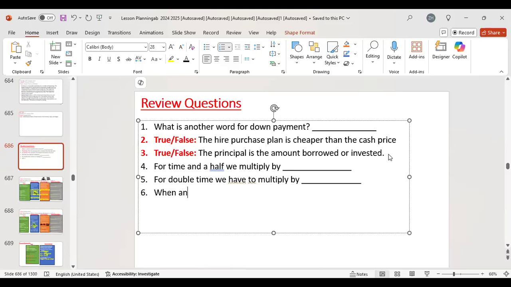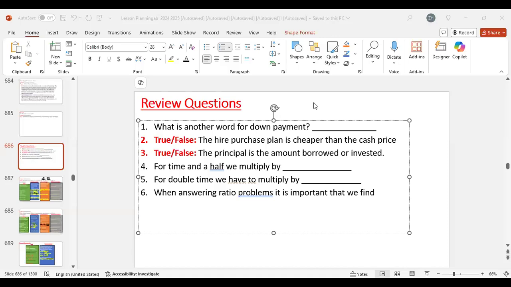When answering ratio problems, it is important that we find. Mr. Petit, your screen is not moving. My screen ain't moving. It ain't moving.